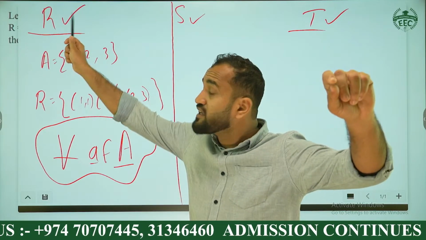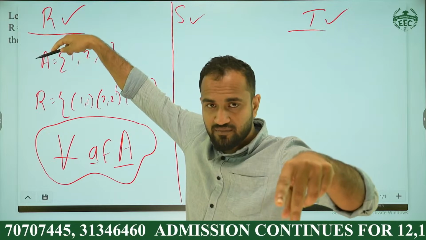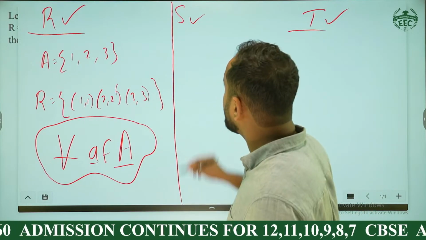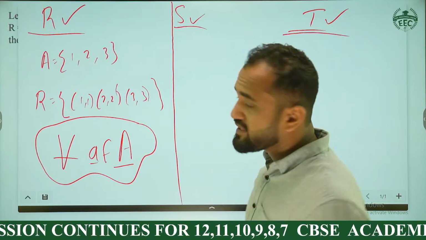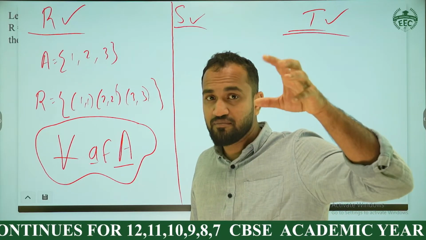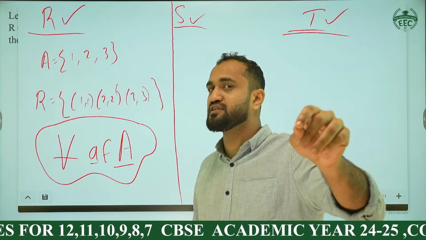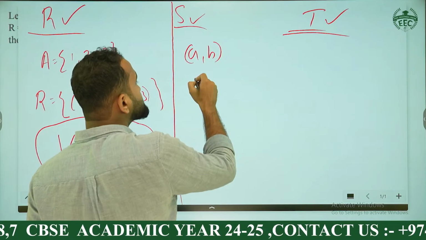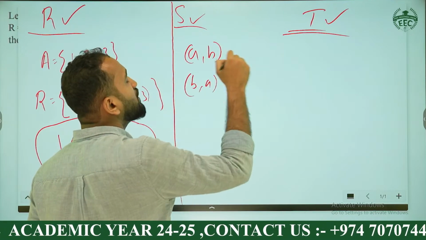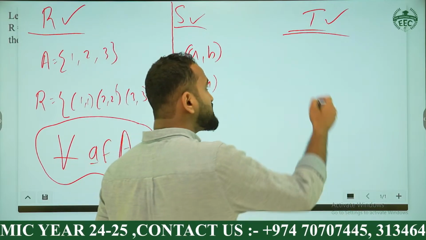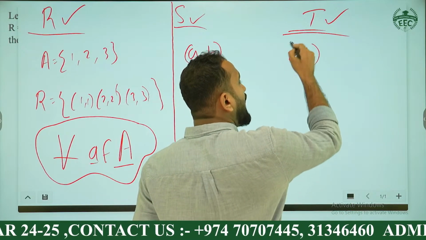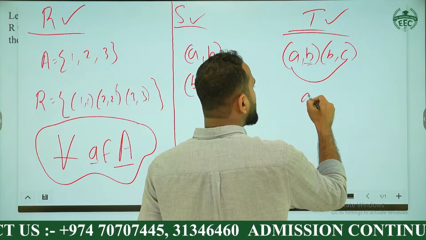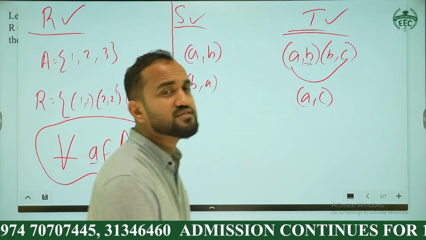See, if you are checking reflexivity, you have to focus on the set. If the set contains this, then the relation contains this. But if you are focusing on symmetricity and transitivity, remember that you don't need to check on the set, but instead you have to focus on the relation. If the relation is containing A comma B, then the same relation must contain which one also? B comma A also. If the relation contains A comma B and something starting with B, B comma C, then the relation must contain A comma C. This is the rule for transitivity.